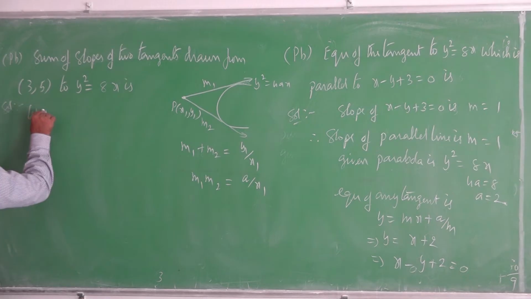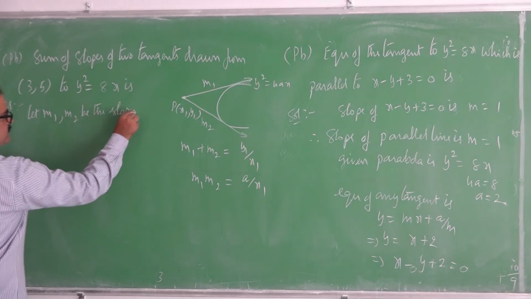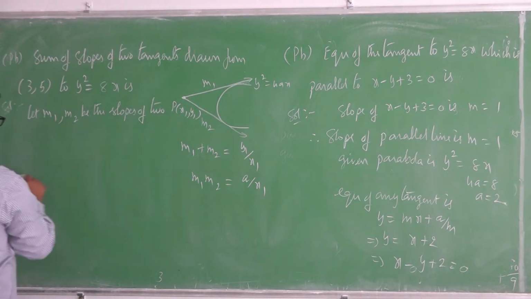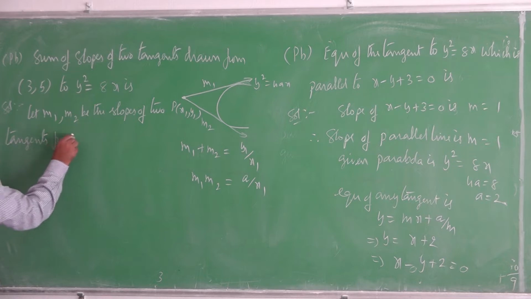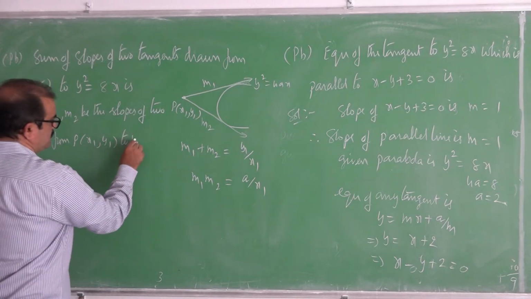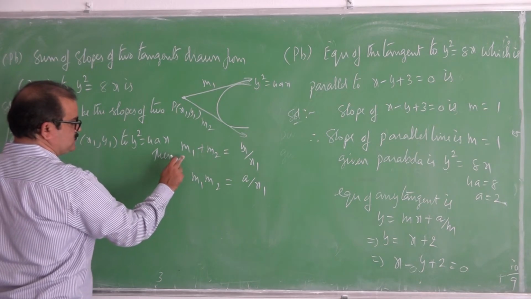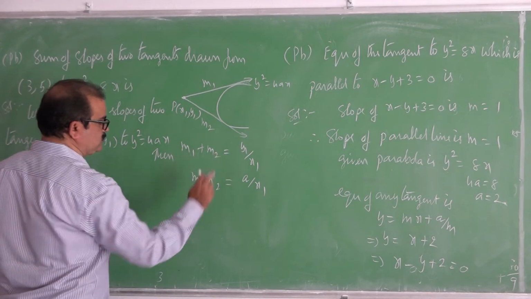Write the formula. Let m1, m2 be the slopes of two tangents from the point x1, y1 to the parabola y square is equal to 4ax. Then write these two formulas: m1 plus m2 is equal to, the sum of the slopes is equal to, the product of the slopes is equal to.